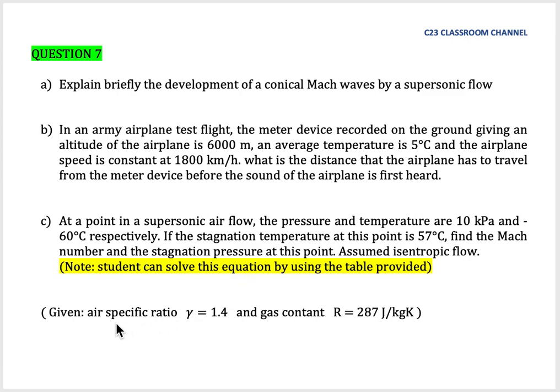So it is given that the air specific heat ratio gamma or K is equal to 1.4 and the gas constant R is equal to 287 joule per kilogram Kelvin.